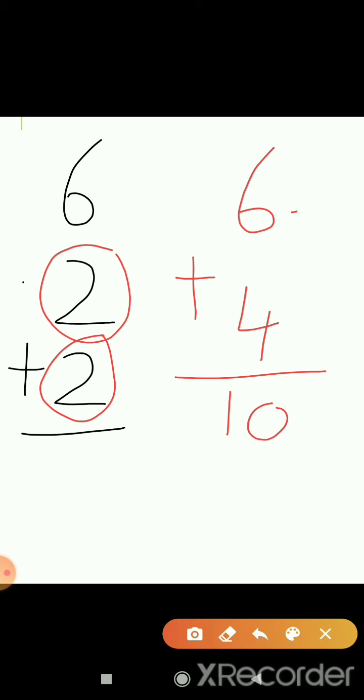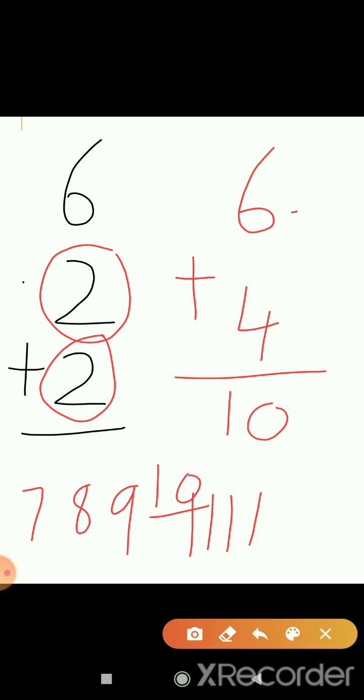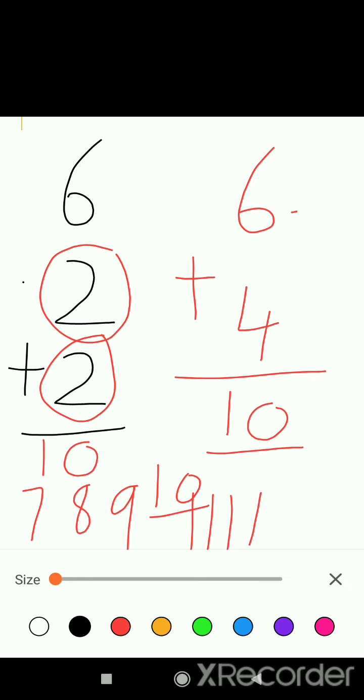Now count forward 4 times because we have to add 4. So what comes after 6? 7, 8, 9, 10. What comes after 6? 7, 8, 9 and then 10. So our answer is 10. So here also 10. Got it, students?